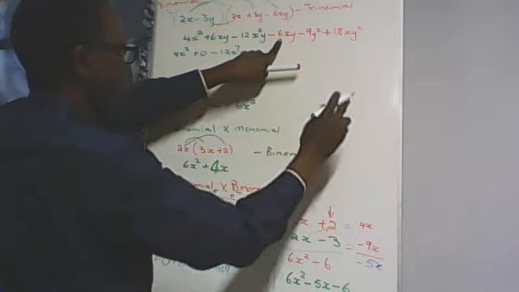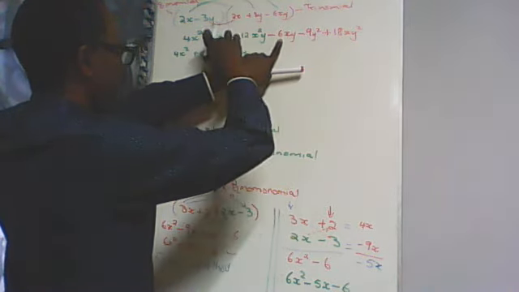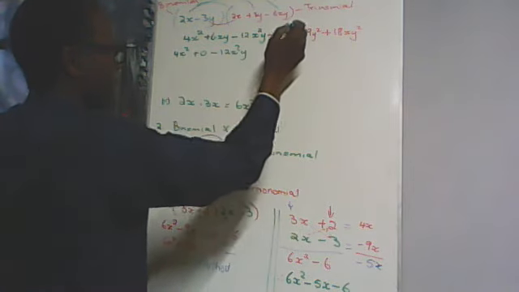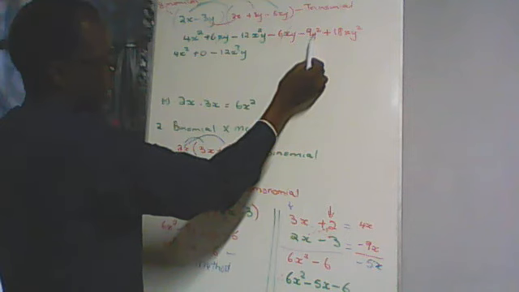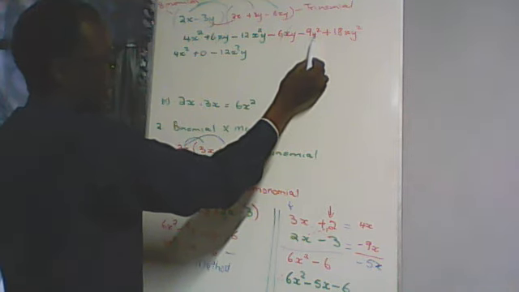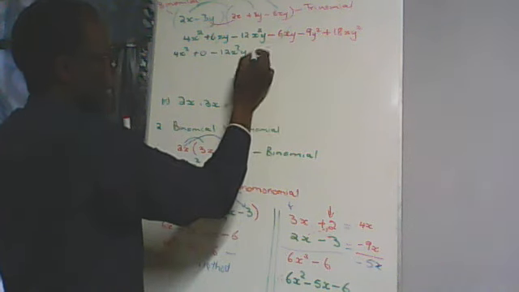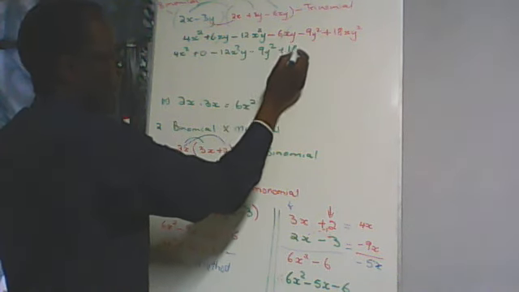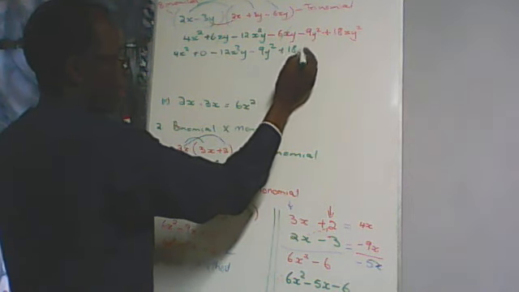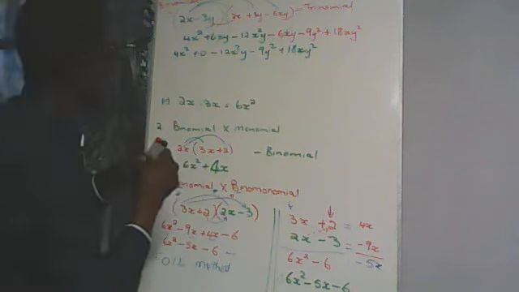And then 6xy. We are done with it. Yes, this we are done with them. Then this is that. Then you're left with this. Any other like term? Nope. Any other like term? Nope. Therefore, the final answer will look like this, guys.